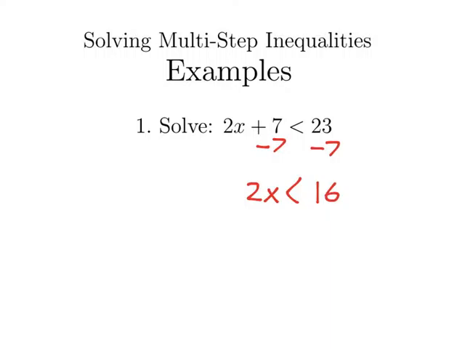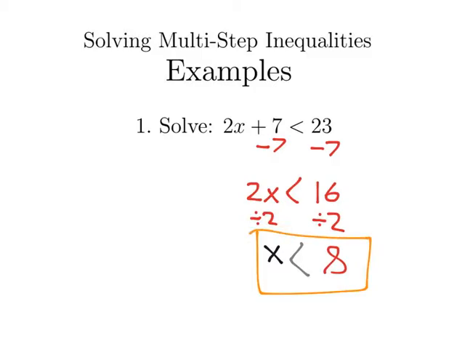Now that I only have x's on the left and constants on the right, I can go ahead and make my division or multiplication. In this case, I'm going to divide both sides by 2, which is a positive number, so I don't have to flip the sign, it stays less than. On the left we have x, and on the right we have 16 divided by 2, which is 8. So the answer is x is less than 8.